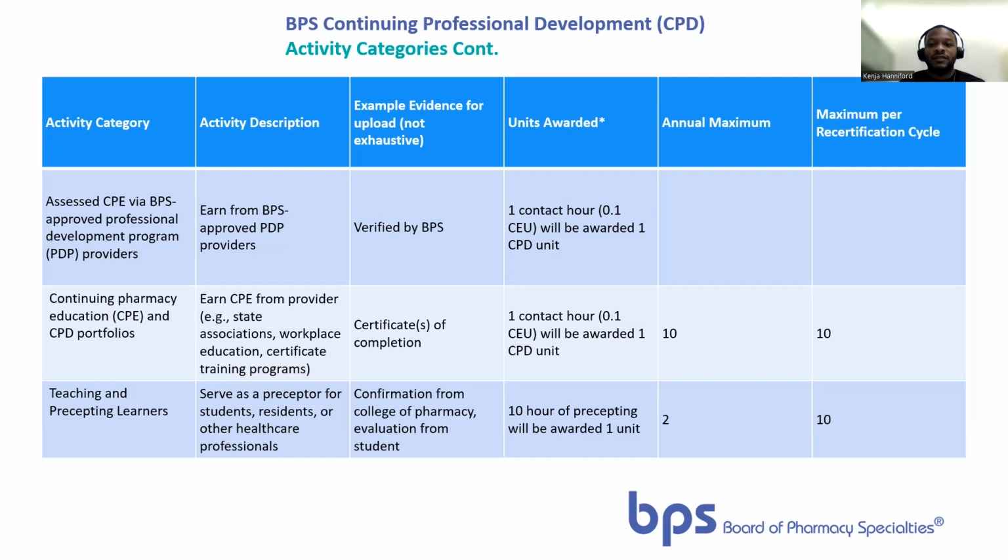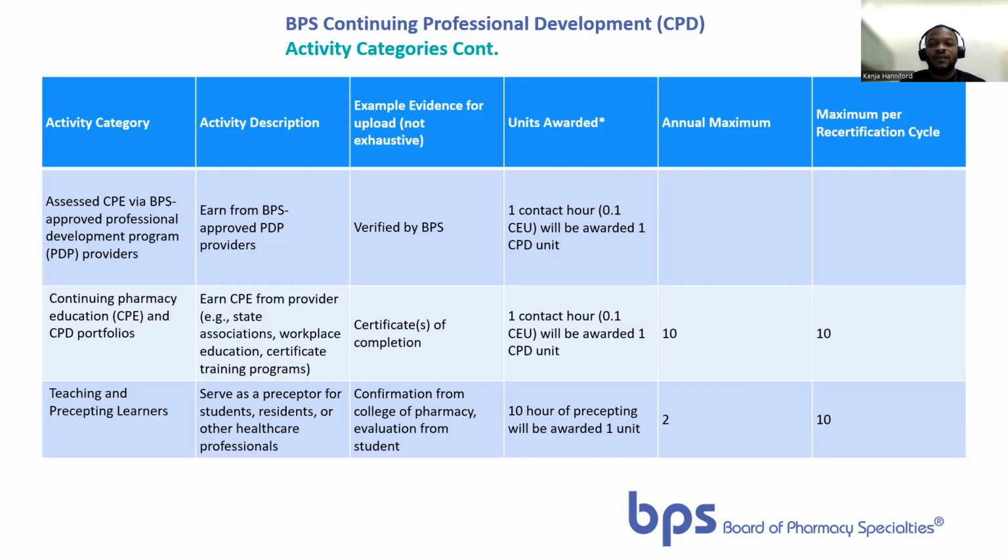The diverse learning CPD activities have annual and cycle maximums. For example, if you're serving as a preceptor for students, residents, or other healthcare professionals, you can earn 1 CPD unit for 10 hours of precepting. You can claim up to 2 units annually for precepting, with a cycle max of 10 units. For information about annual and cycle maximums, please review the far right columns on the CPD table of the FAQ page or contact BPS's recertification team.